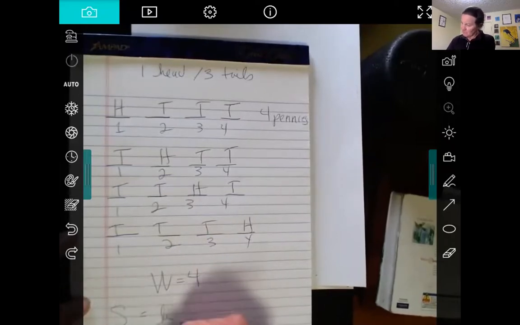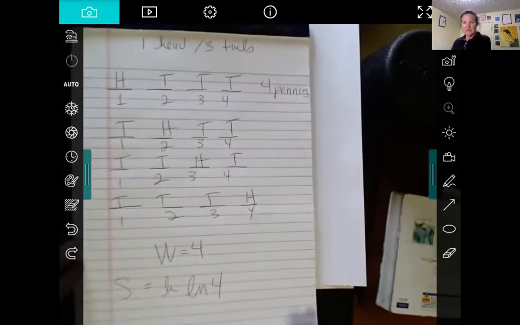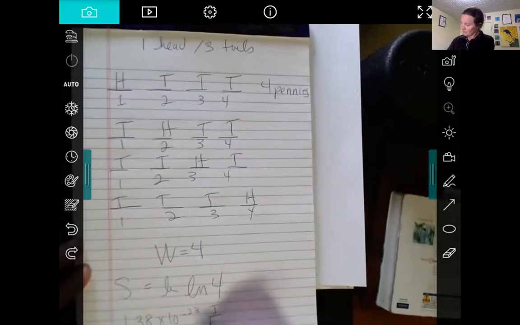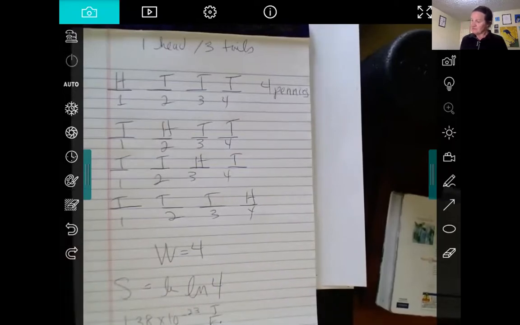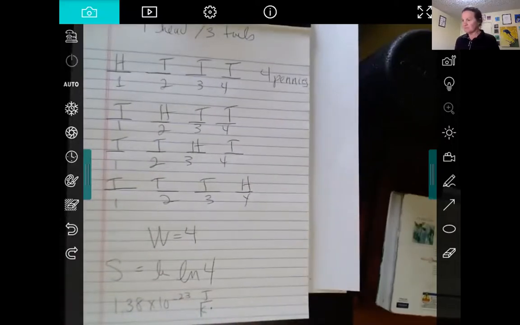Entropy is k ln W. You can look up Planck or Boltzmann's constant. It's in units of joules per K. It's in the back of your textbook. So the important thing is, when you think about entropy, it's really a probability thing.